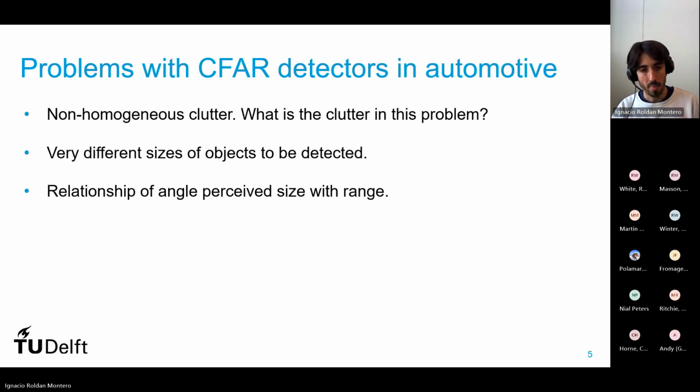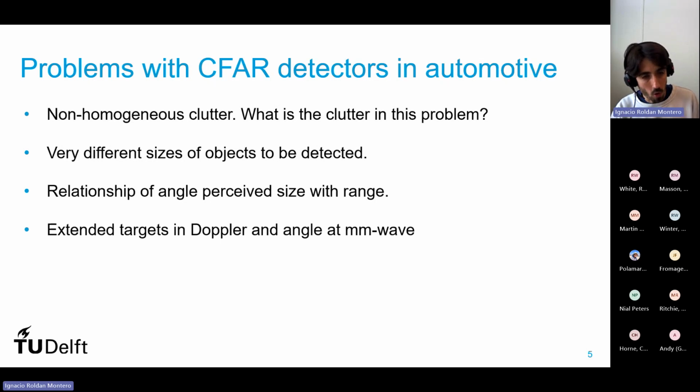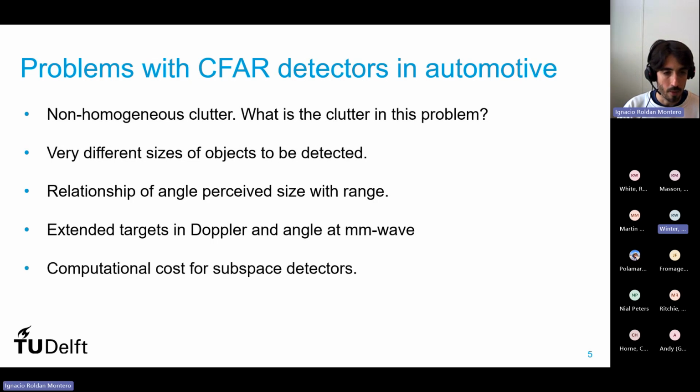We know also that at millimeter waves, the targets are extended in Doppler. So you have already mentioned that different objects will extend differently. For example, a pedestrian moving the arms will have a different Doppler extension than a pedestrian standing still. And then if you think about the subspace detectors, the problem is that it's almost a brute force approach where you are trying to coherently integrate the power in the adjacent cells by some steering vectors.